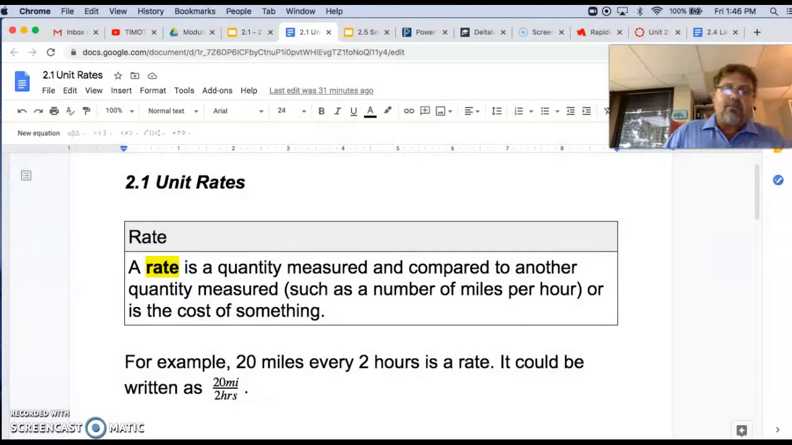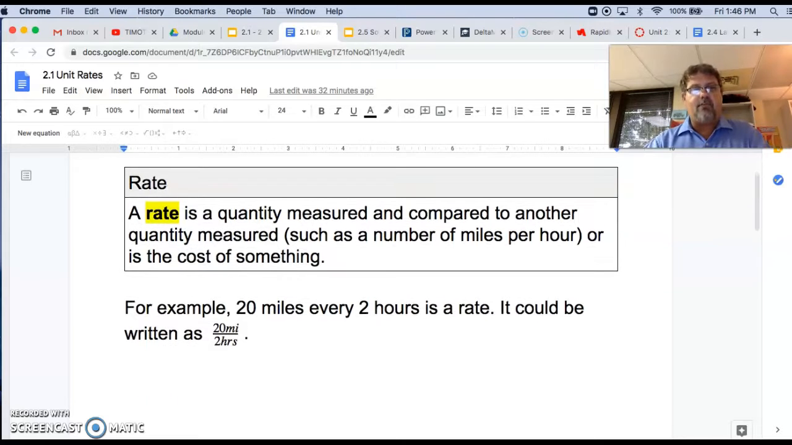All right, so just to make sure we all understand, a rate is a quantity measured and compared to another quantity. For example, miles per hour. When you see a speed limit sign, that is a rate. You're allowed to go 55 miles every hour. Or a cost. If steaks in the grocery store are $8 per pound, that means you pay $8 for every 1 pound of steak.